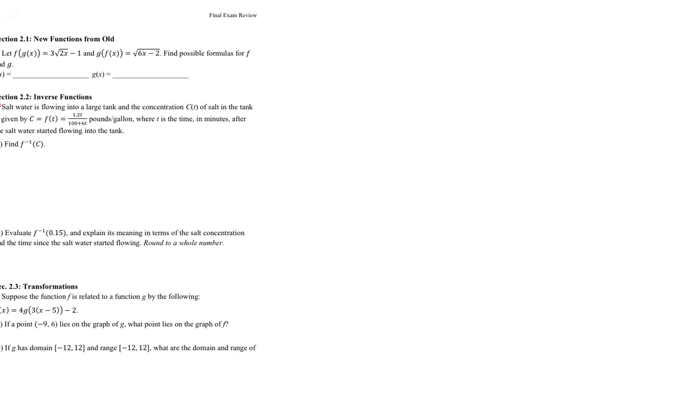Next, we're going to go ahead and look at the salt water flowing into a large tank, and the concentration of the salt in the tank is given by C is equal to F of T, which is equal to 1.2 T over 100 plus 60 pounds per gallon, where T is the time in minutes after the salt water started flowing into the tank. So what we need to do here is we need to solve for T in this equation.